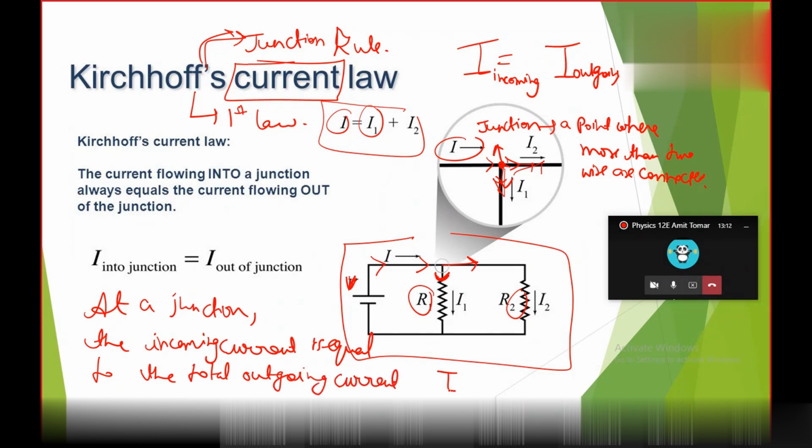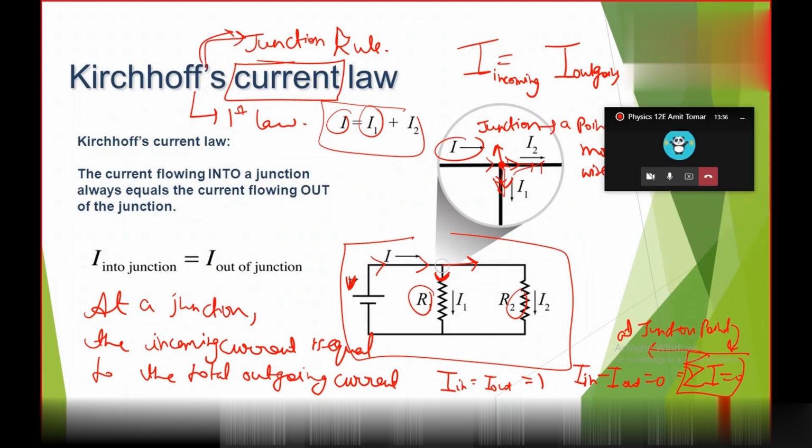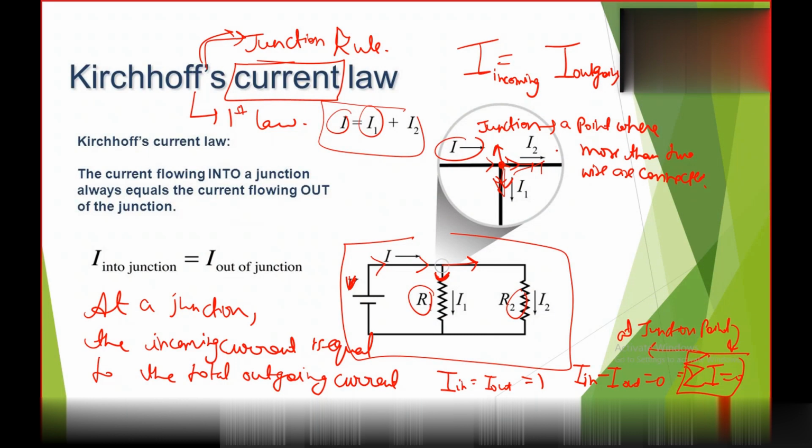Okay, it means I incoming becomes equal to I outgoing. Or you can also write that I incoming minus I outgoing would be equal to 0. So we can write that summation I, meaning the total current at a junction, is equal to 0. Directly we can say at a junction point, total current would be equal to 0. I hope it is clear to you.